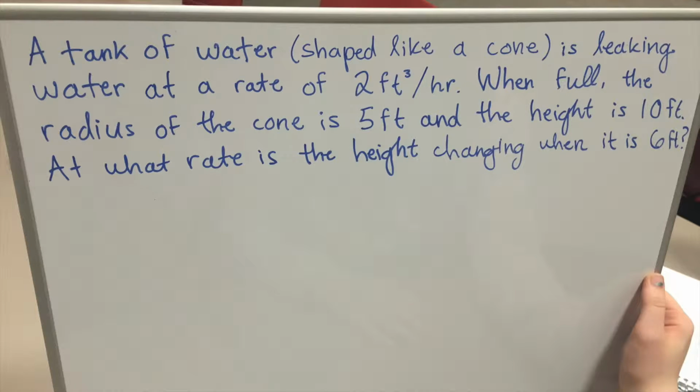Next, let's do a three-dimensional example. A tank of water shaped like a cone is leaking water at a rate of 2 feet cubed per hour. When full, the radius of the cone is 5 feet and the height is 10 feet. At what rate is the height changing when it is 6 feet?